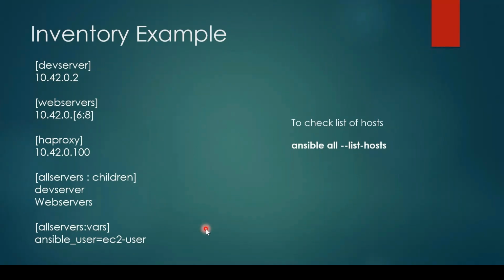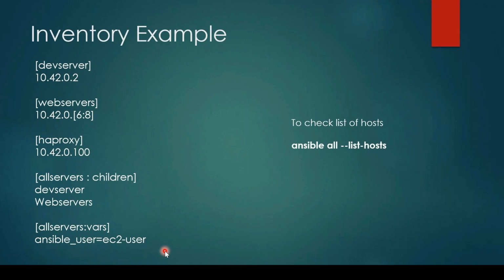By default, ansible_user equals root. If you want to change the value for a particular servers group, then you can create a variable and make use of a username here. Is it clear? Provided this ec2-user should have the sudo privilege or whatever special privileges on all the servers.